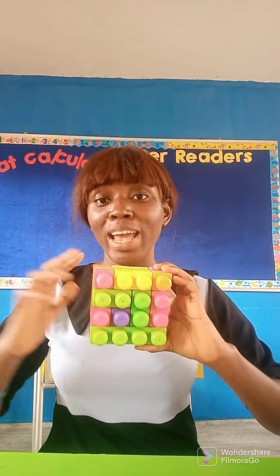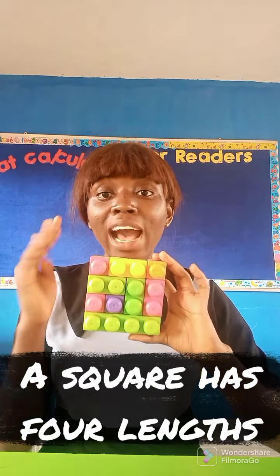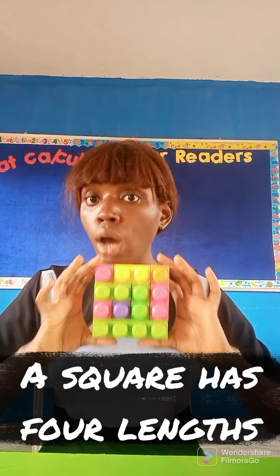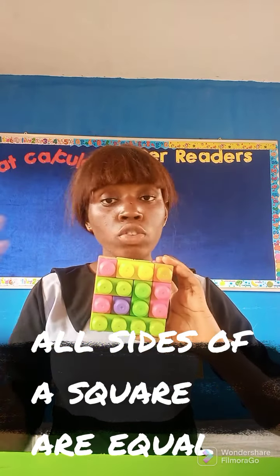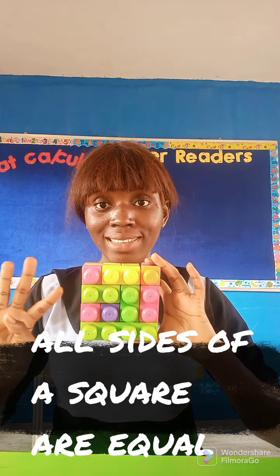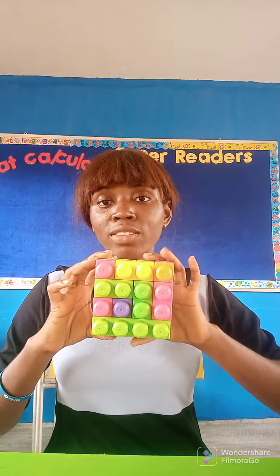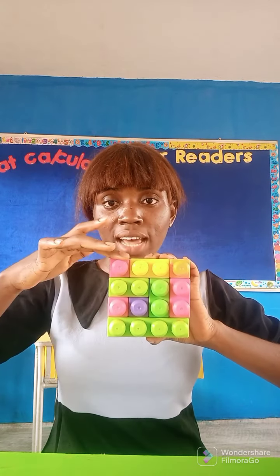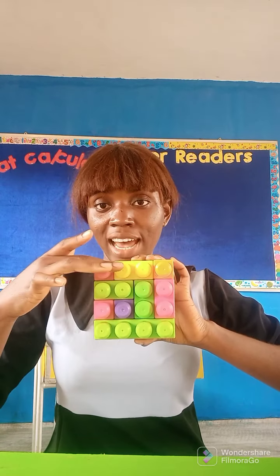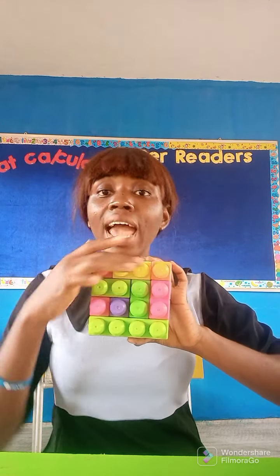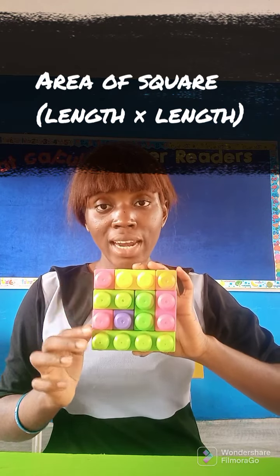And what does that tell us? That tells us we have 4 lengths. Our square has 4 lengths because there is no longer side and there is no shorter side. All sides are equal, so we only have 4 lengths. So to find the area of your square, you just have to say this side multiplied by this side, that is your length multiplied by your length.